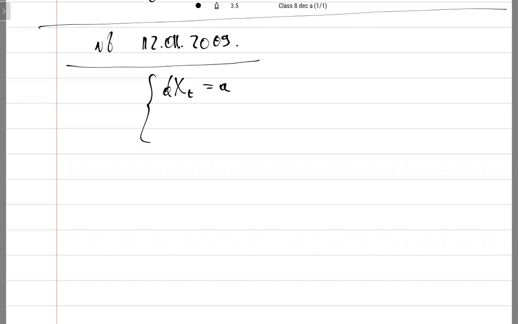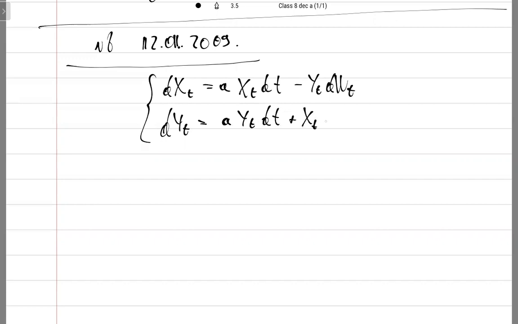So let's solve this exercise because it's not so easy, because you have two stochastic processes, x, y, even three. You have Wiener process, dx_t = a x_t dt minus y_t dW_t, dy_t = a y_t dt plus x_t dW_t. And we have some initial condition. X0 is some constant, and y0 is 0.